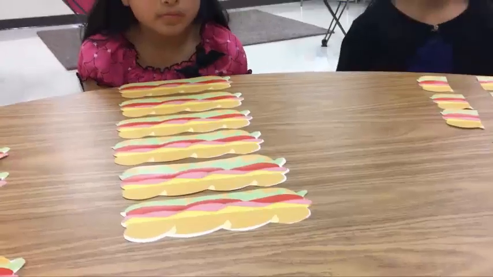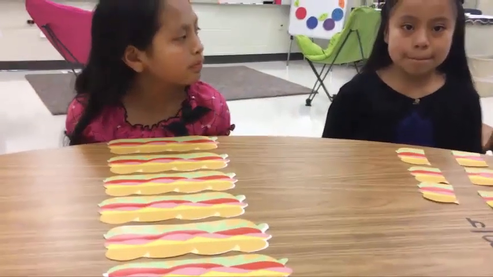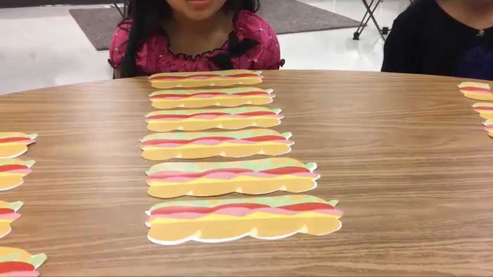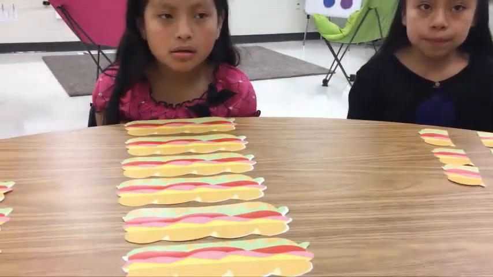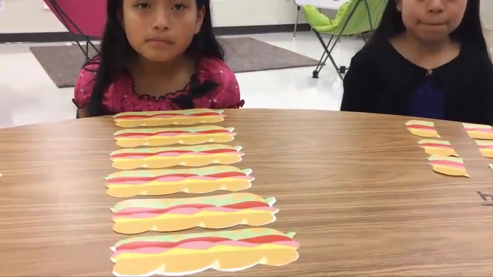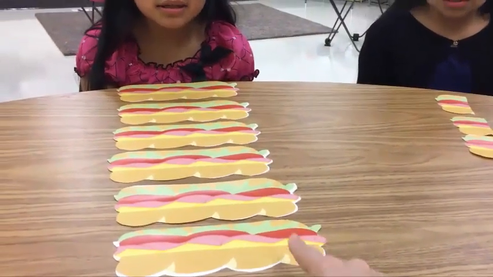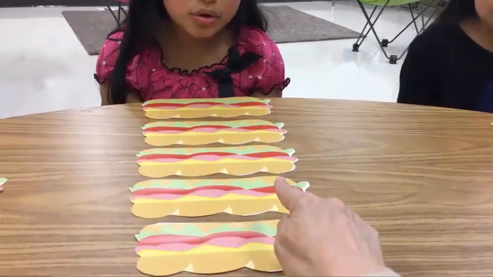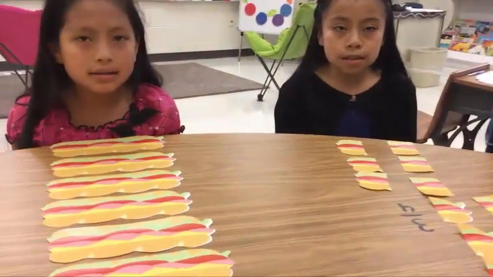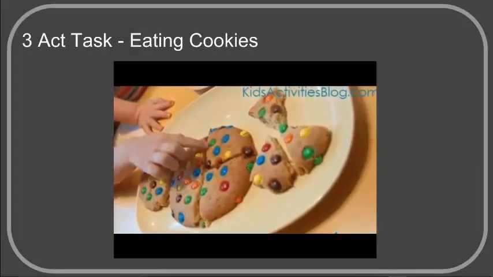The next car has 9 people, but only 6 subs. If we divide them in half, would everybody get an equal portion? No. How many halves are there in all if we have 6 subs? 12. So 12 can't be divided evenly with 9. Could we divide them into thirds? Yes. How many thirds would we have? 3, 6, 9, 12, 15, 18. Can 18 be divided evenly by 9? Yeah. Unit 3 in the frameworks also links to a 3-act task, Eating Cookies.